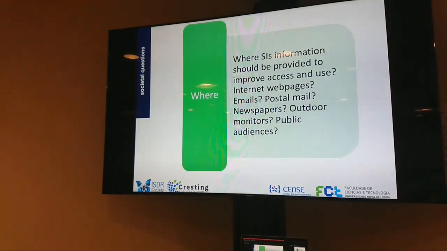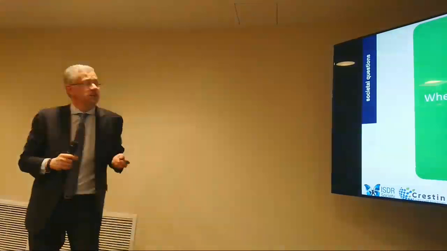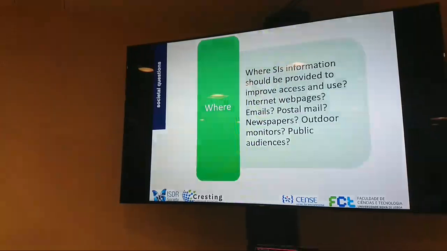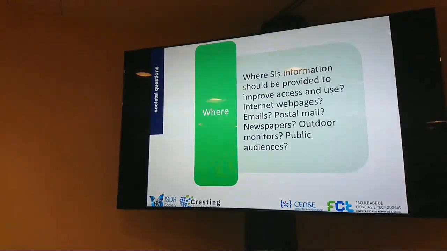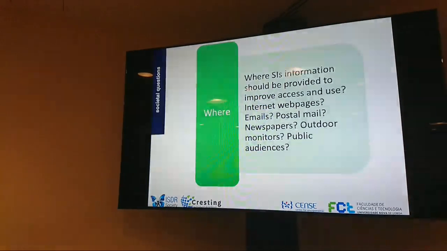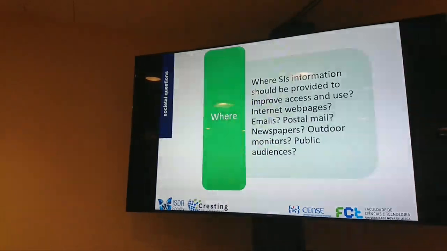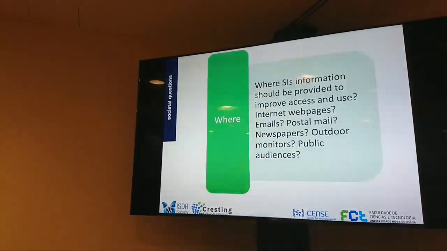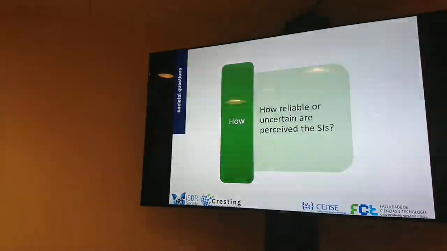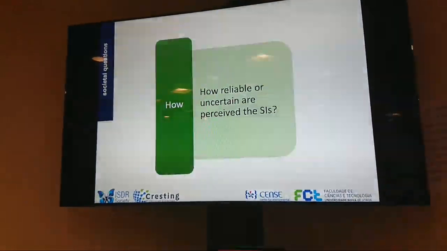Another example of one important question that should be answered: where should sustainability indicators information be provided, to improve access and use? Those are two keywords, to improve access and use. So internet, emails, postal mail? No, probably not. So newspapers, outdoor monitors, public audiences? We still don't know the answer for this. Well, we can say we know part of the answer, but we don't have the complete answer. And this one is really important: how reliable or uncertain are these sustainable development indicators perceived?